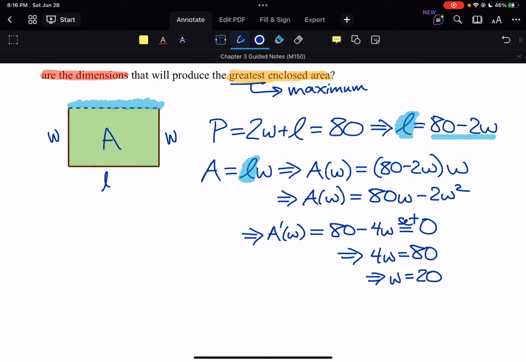Now, before we draw any conclusions, we do need to verify that this value of w does produce a maximum.